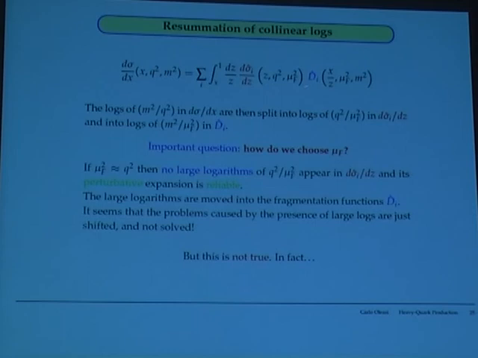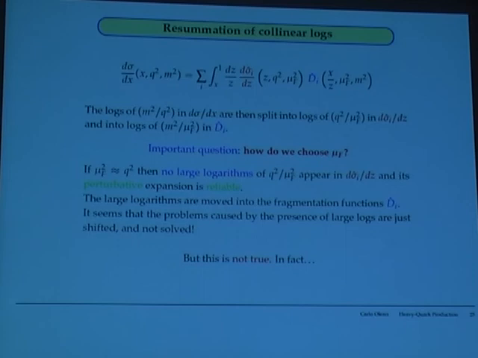If I choose mu squared of the order of Q squared, where Q is the center-of-mass energy of e plus e minus, if I choose mu squared equal to Q squared, the big logarithm here is dead, because it's just the logarithm of one. Is it clear? So let's choose mu squared equal to Q squared. This object is perfectly finite and well behaved because there are no big logarithms.